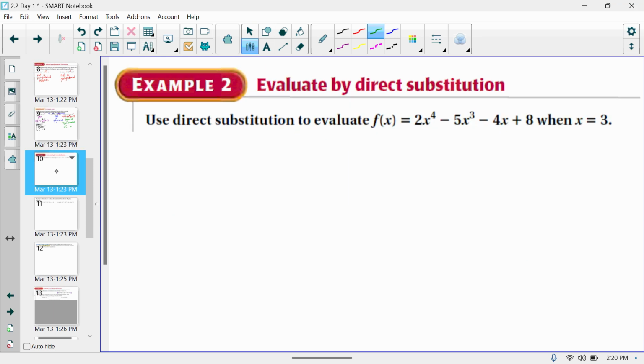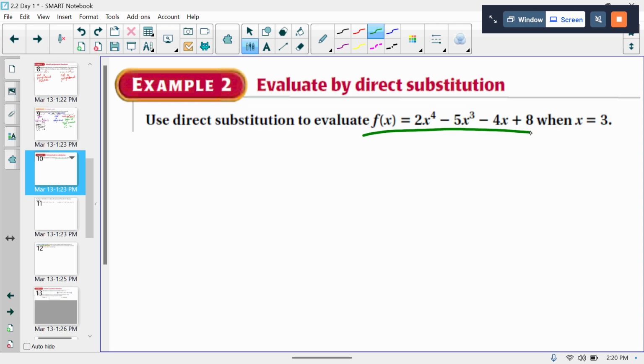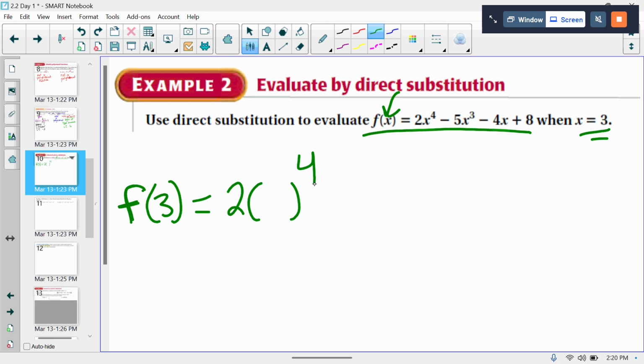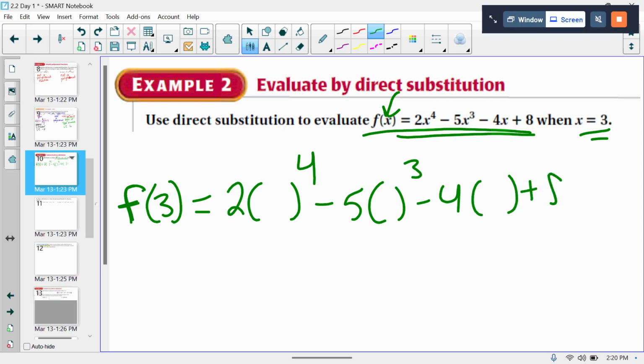Okay, next thing we're going to look at is review. You've learned direct substitution already. If you have a question that says use direct substitution to evaluate this polynomial when x equals 3, the first thing that you're going to do is rewrite the polynomial. We can write f of 3 if we want. That's just a fancy way to say that we're going to fill in 3 for x. But I'm going to write it out like this. Like I'm just recopying the whole polynomial. But notice what I'm doing, how I'm putting parentheses every time there was an x. And then I'm going to fill in 3.